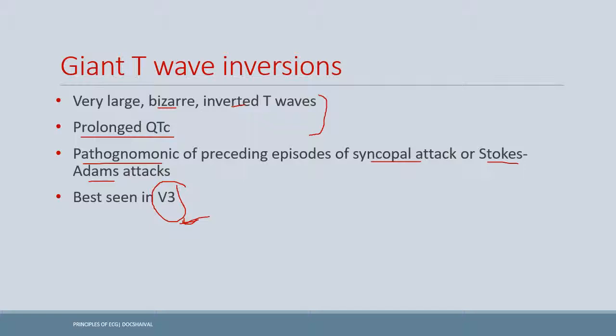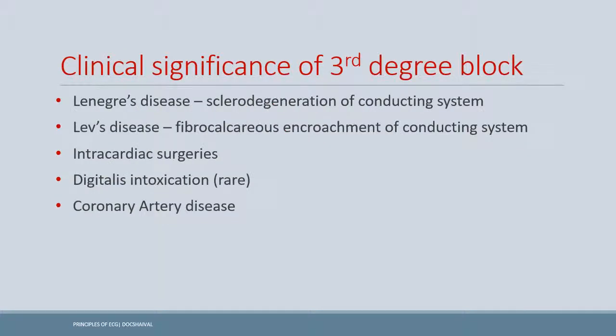Okay, so now we see the clinical significance of the third degree block, and we have various pathologies like Lenegre's disease and Lev's disease, both of which usually have unknown cause and origin, but Lenegre's disease has sclerodegeneration of the conducting system, while Lev's disease has fibrocalcareous enrichment of the conducting system. Both are age-related degenerations, so sometimes we together call them Lenegre-Lev's diseases.